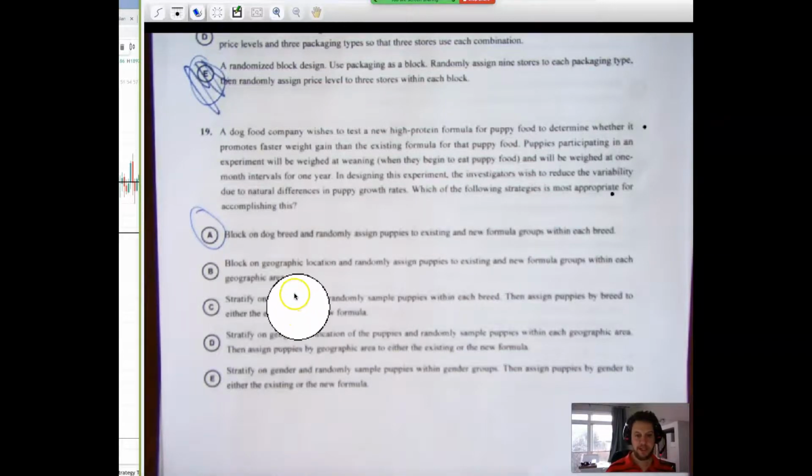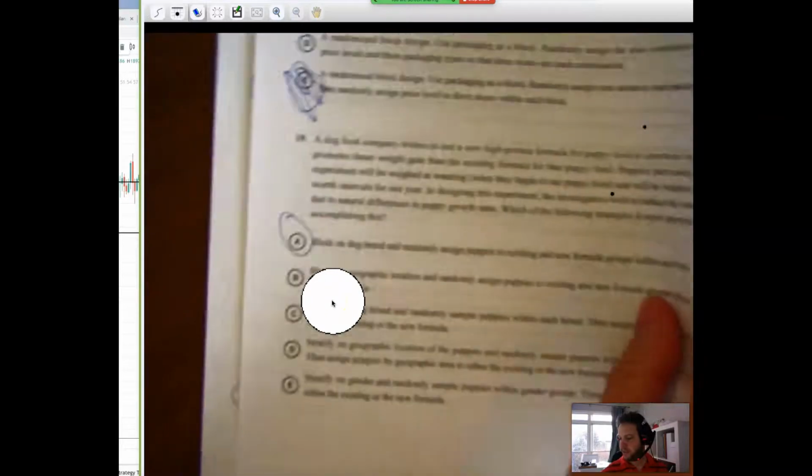So your choice is, do I think that dog breed has an impact on puppy growth? Or do I think more so that geographic location has an impact on puppy growth? And I think it's definitely dog breed. Certain types of dogs are going to grow faster. I don't think you're going to necessarily grow faster if you're in like a sunny part of the country or by the ocean or something. So 19 is that.